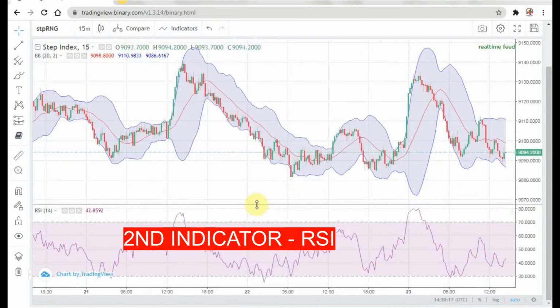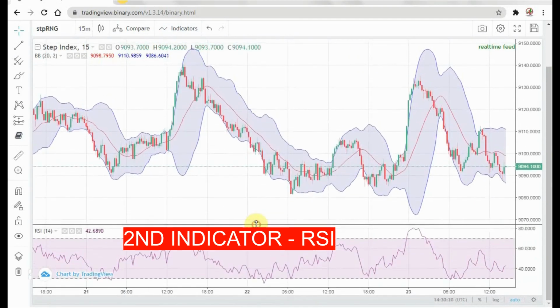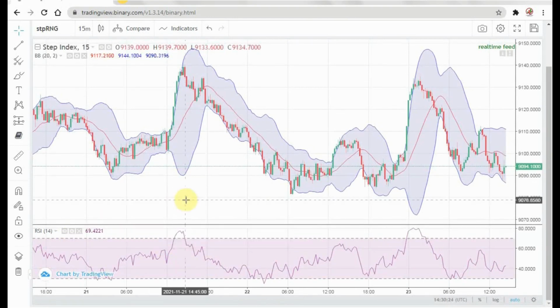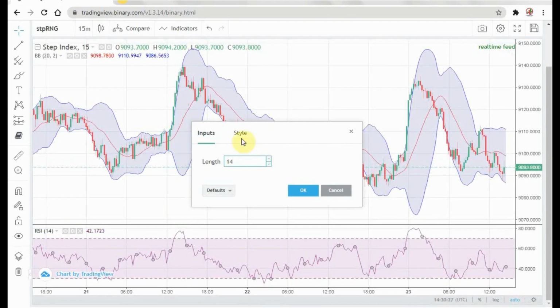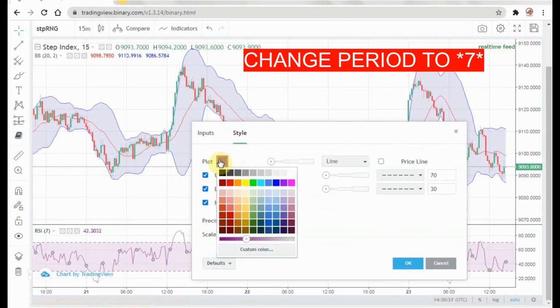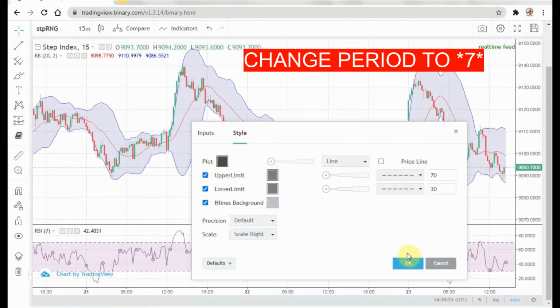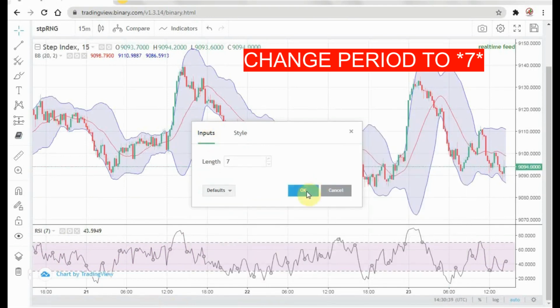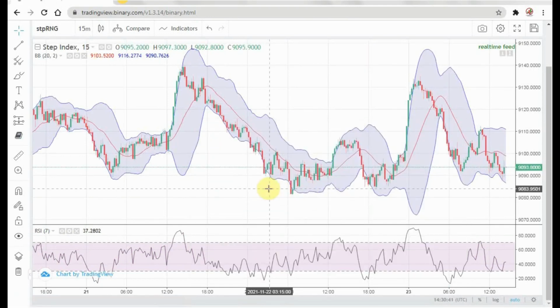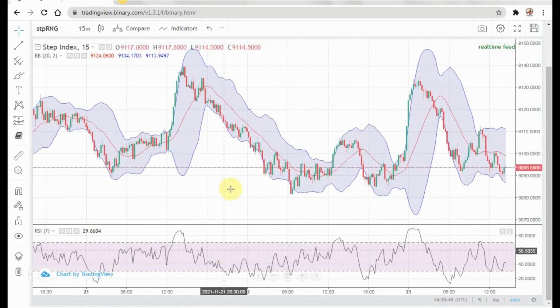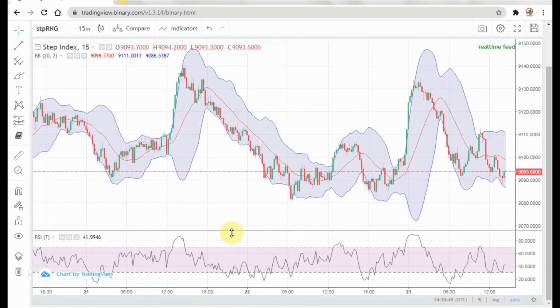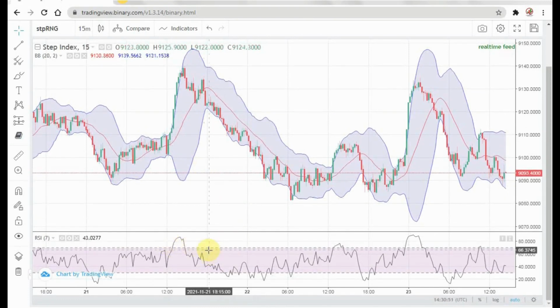Most of my students by now know that for my RSI I don't use period 14. The default is period 14, but I don't use it. I use period 7 for my RSI, especially when I'm taking high time frames like this. So basically your chart should look like this.